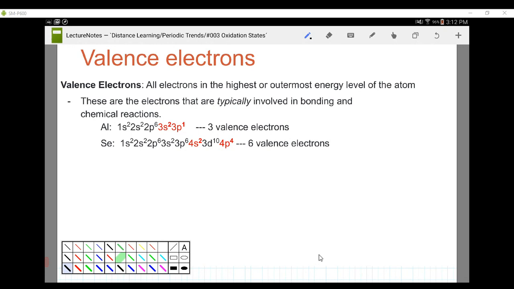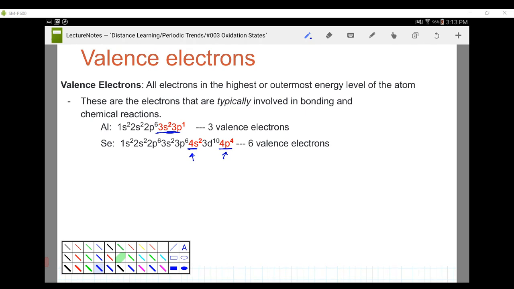So when we look at something's electron configuration, like aluminum and selenium, we can see here, for example, that aluminum's highest energy level is energy level 3. It's got 3s and 3p orbitals that both have electrons in them. And for selenium, its highest energy level is the 4. Not just the 4 that it ends in, but we know that it also has the 4s orbital as well.